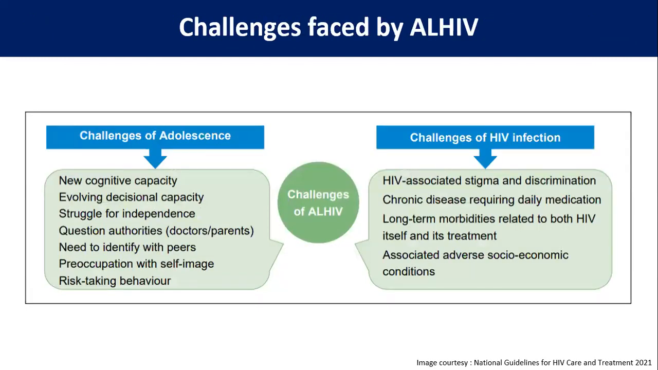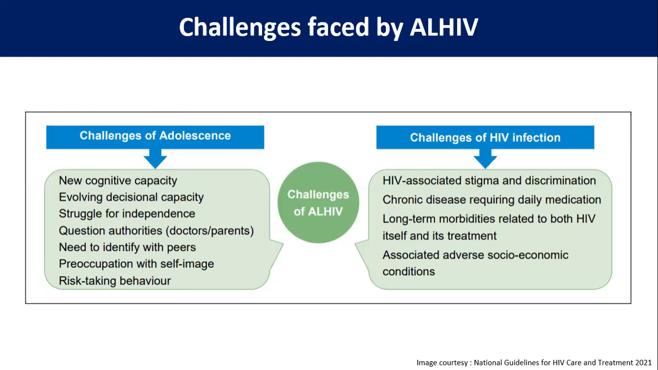Now, the challenges of adolescence are new cognitive capacity, evolving decisional capacity, struggle for independence, questioning authority, the need to identify with peers, preoccupation with self-image, risk-taking behavior, and the hormonal rush. All these things give rise to difficulties in adolescence, which are unique in this group.